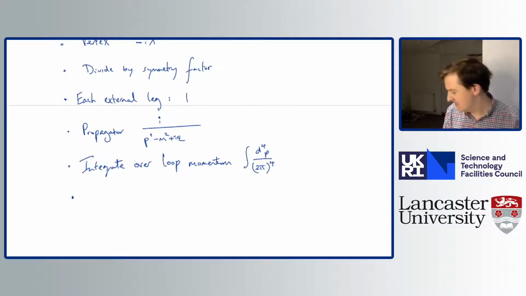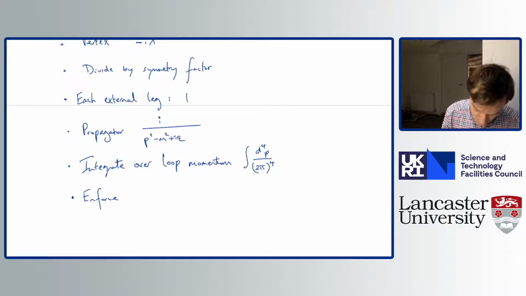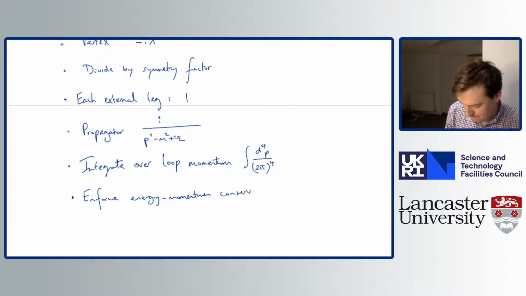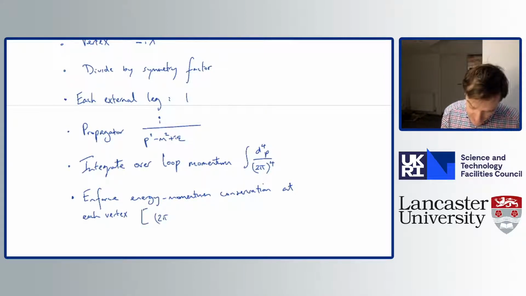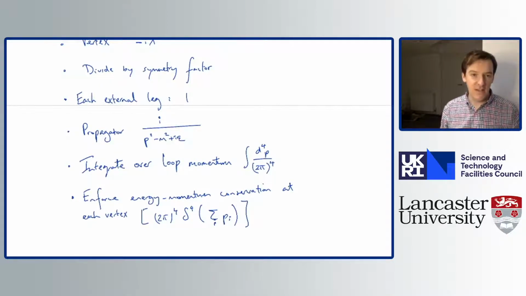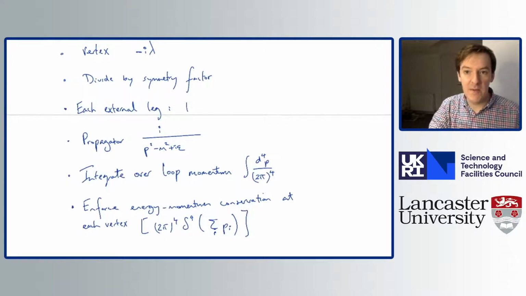Okay, so let's write this as: force the conservation of energy momentum at each vertex. Above we only have one vertex. Typically we do this, as I said, with the delta 4, and we have the sum over all of the momenta at the vertex. Okay. That's the final bit that we need to include in our momentum space Feynman rule.